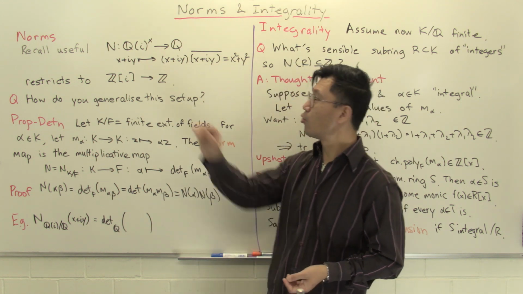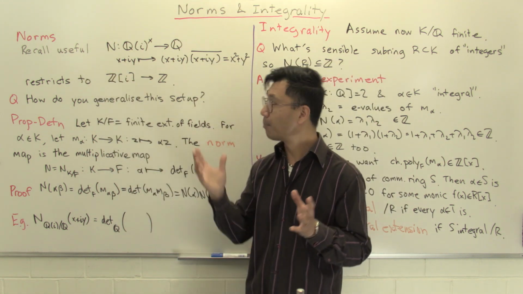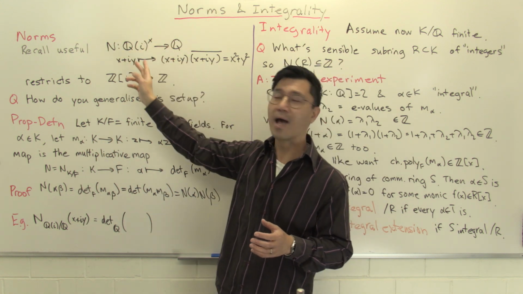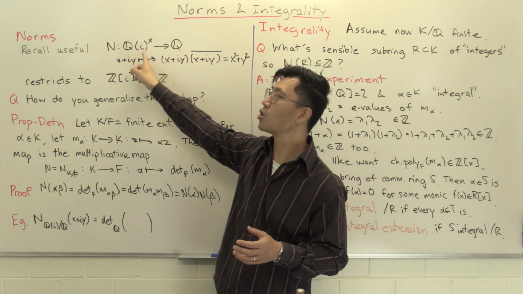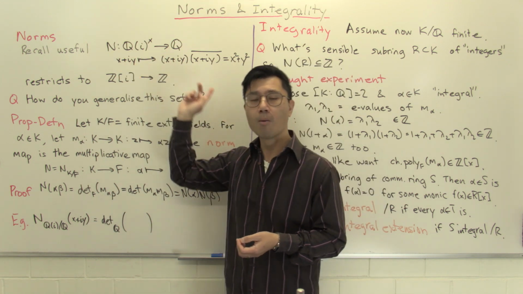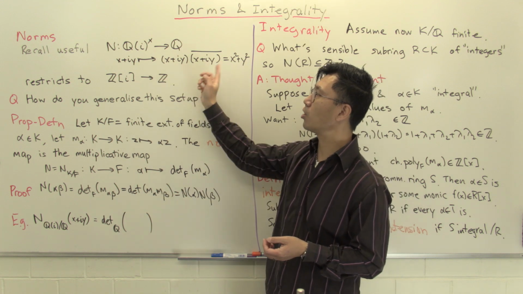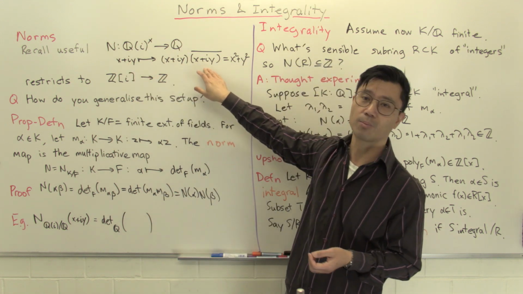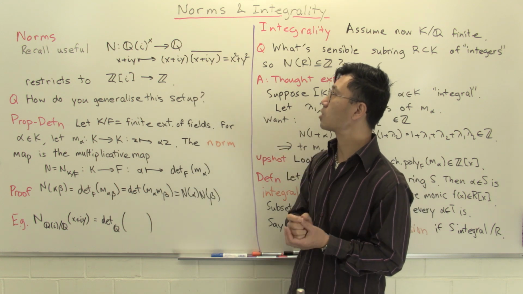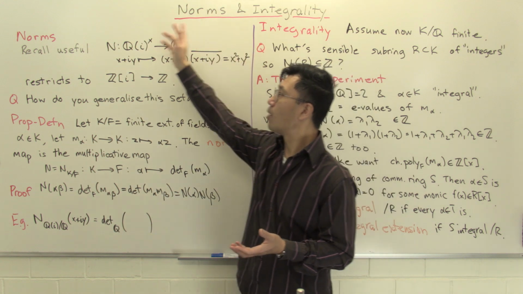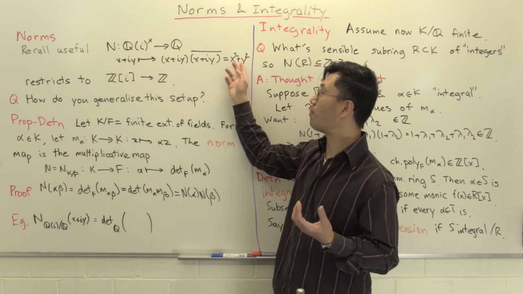Okay, so let's start with the norm map here, and let's recall what happens in the case of the Gaussian integers. In this case, we can look at the field extension of Q, where you just adjoin i, the square root of -1. And what was the norm map? Basically, it was just the square modulus. It sends x plus iy to the product of x plus iy with its complex conjugate to give you x squared plus y squared. And this is the reason why this norm map is useful in studying sums of squares.